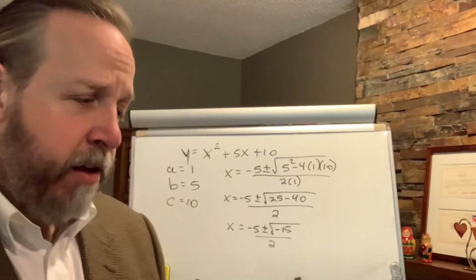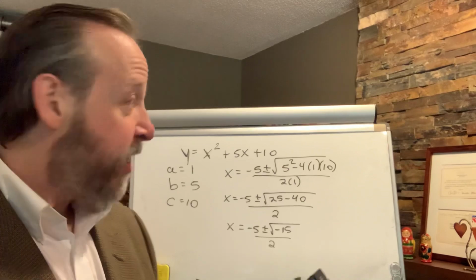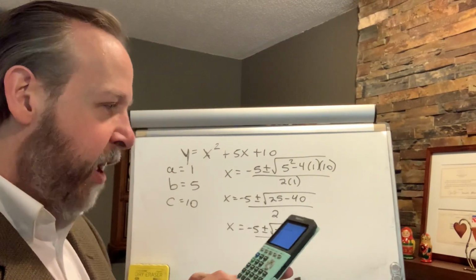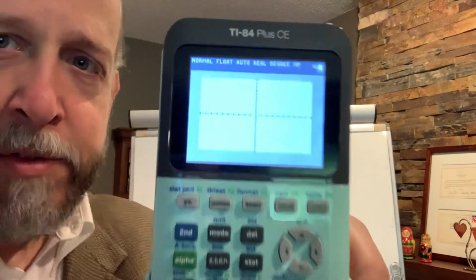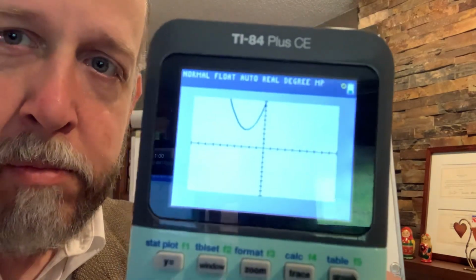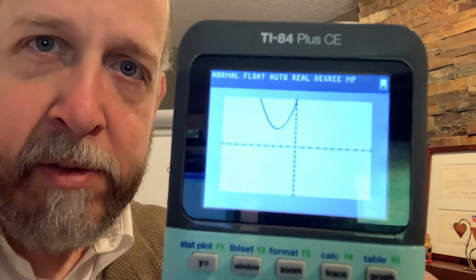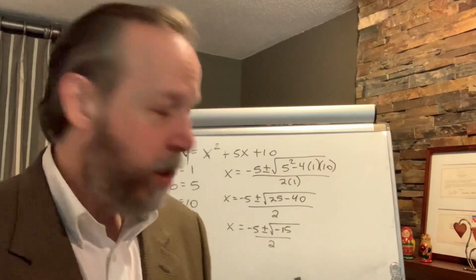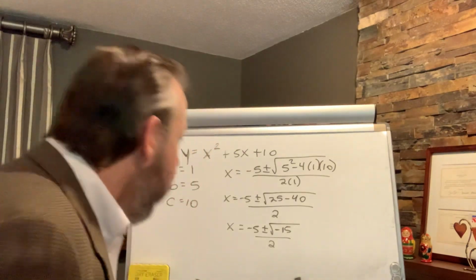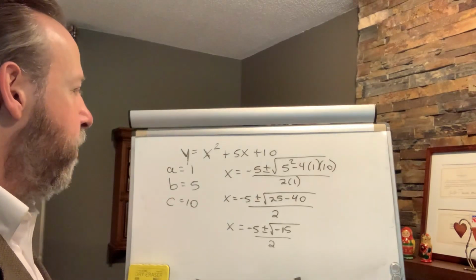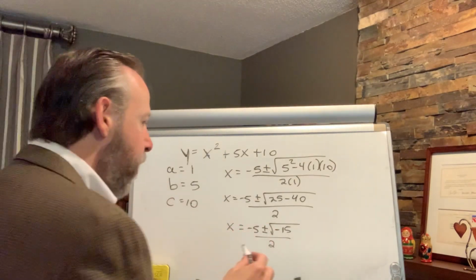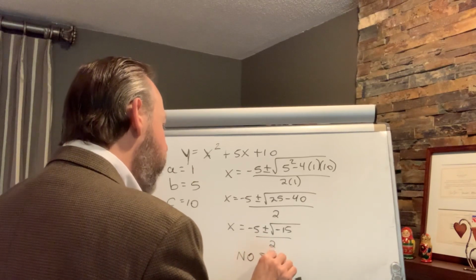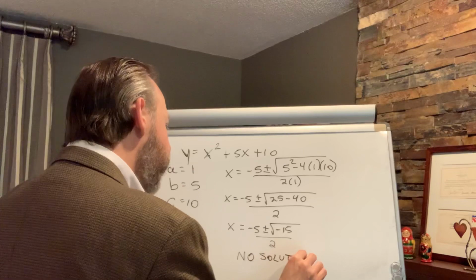If you wanted to verify, you could graph it on your graphing calculator or Desmos. It's a simple one, x squared plus 5x plus 10. All right, so let me just hit graph and see what happens. And the parabola comes down and it never touches the x-axis. Well, this is the way the math tells you that, because the value under the square root is negative. You could stop right there because you can't move forward anyway, and you can say that there is no solution.